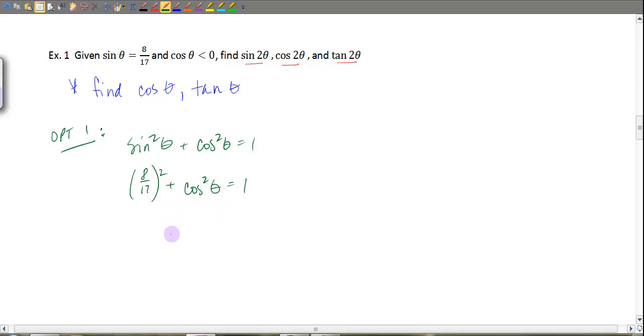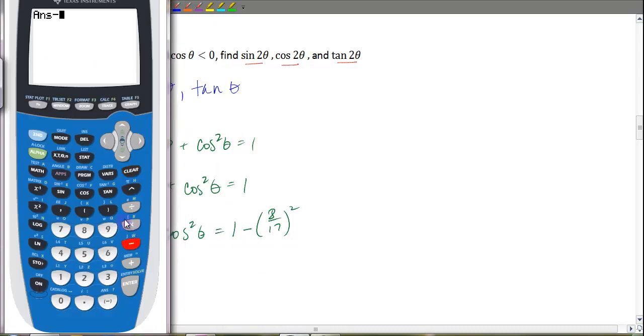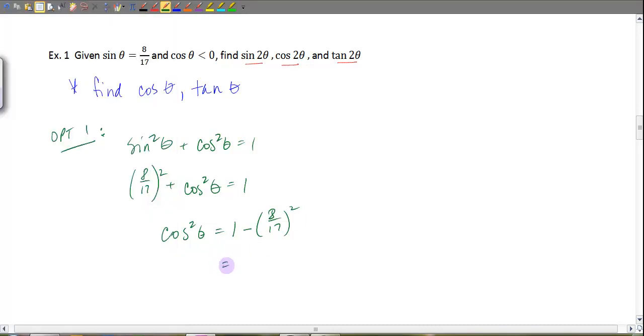So cosine squared theta is equal to 1 minus (8/17) squared, because I'm going to actually put this portion right here into my calculator. 1 minus 8 divided by 17, squared. I want back the fraction, math frac enter, and I get 225 over 289. So that's what cosine squared is.